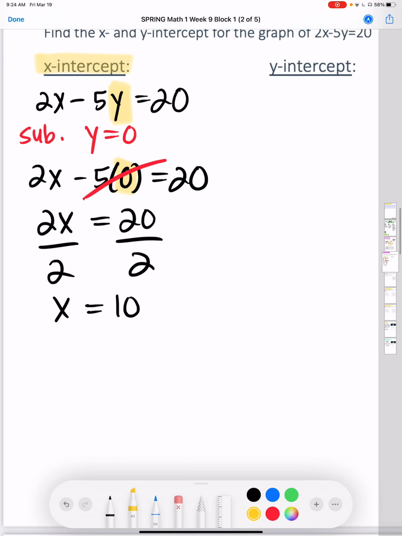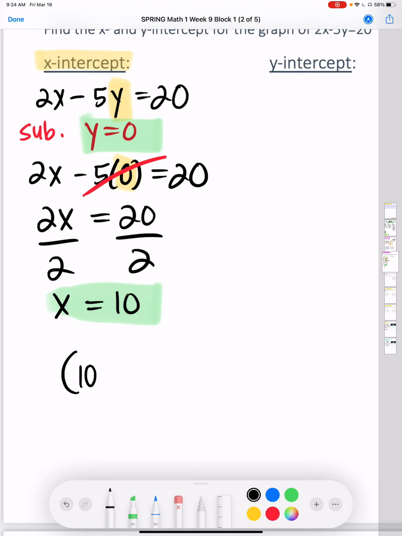Here I actually have a coordinate. So here's my x coordinate, here's my y coordinate. My x-intercept is 10, 0. So again, write your answer as a coordinate. All right, I'm going to do the same thing for my y-intercept.